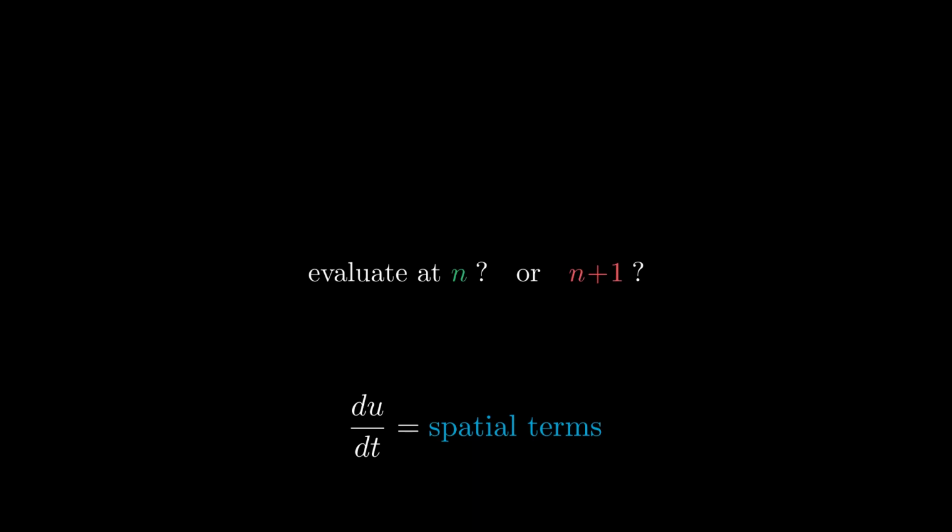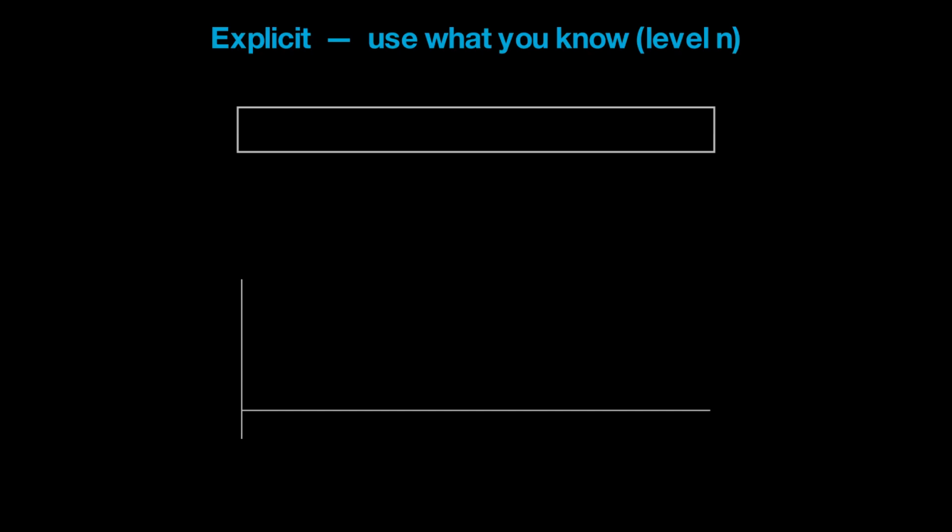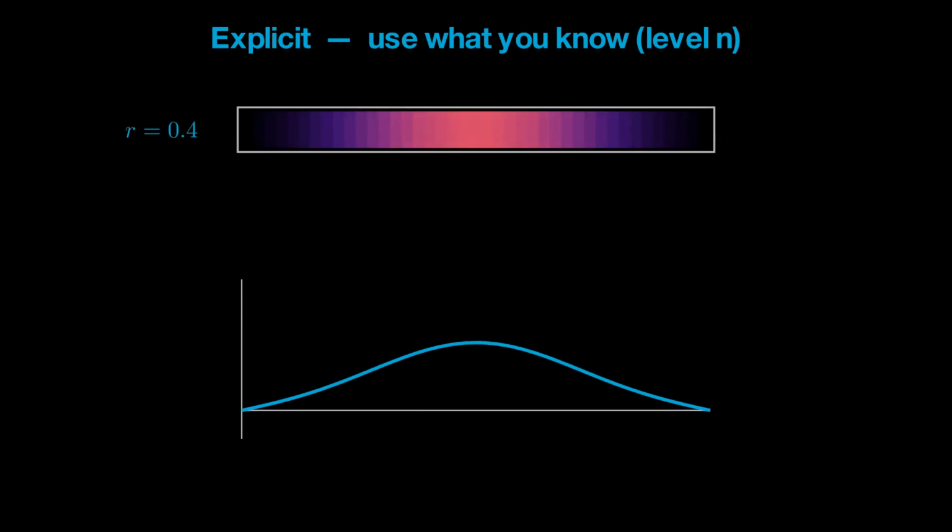Let's make it concrete. Heat on a bar, a real solver, not a sketch, and we try it both ways. Take the spatial term at the level you already know, level n. Then the new value of a cell is just its old value, plus a correction built entirely from numbers already in hand. No system to solve, nothing to wait on. Each cell updates on its own with a little arithmetic. That's explicit, and it's wonderfully cheap per step. Here's a real run, a heat pulse spreading in 80 small steps, exactly as it should.